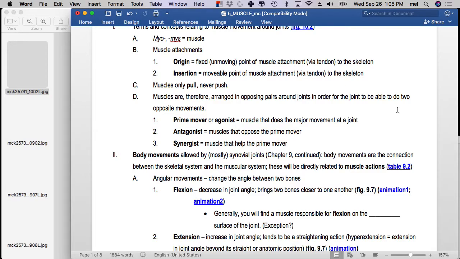So muscles, all they really do is pull. And when a muscle pulls, it's going to pull the movable point closer to the immovable point, right? Because that's what it has to do. It's only one of the points that's potentially movable. And that movement will correspond to the muscle's action. Does that make sense? So muscles only pull, they never push.